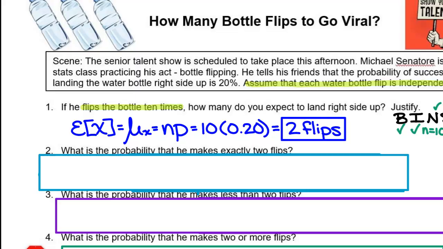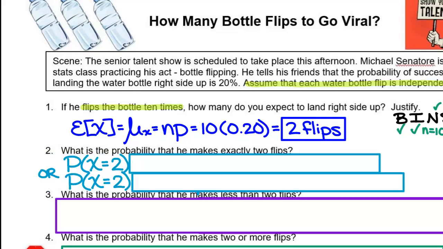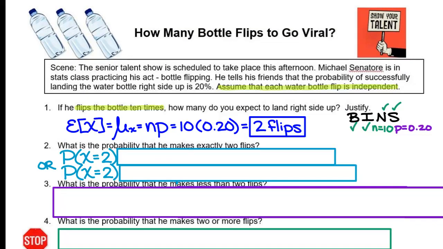What's the probability that he makes exactly 2 flips? How do we calculate this? What would my probability notation look like? Let's start there. Probability x equals 2. Probability x equals 2. There's 2 different ways we could calculate this. What's one of the possible ways we could calculate the probability that he makes exactly 2 flips?